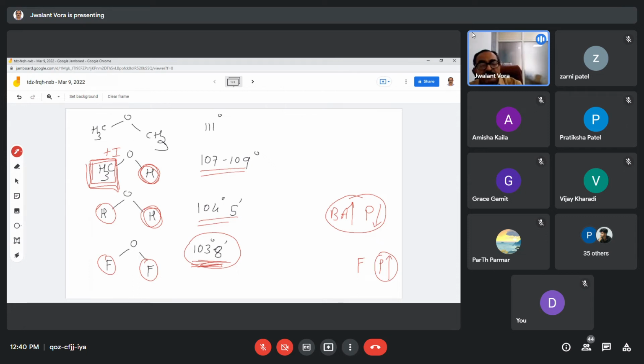With the dimethyl ether, in the previous case there was one hydrogen atom. Now in this case both the methyl groups are present. Both have a plus I effect, which further decreases the P character value and further increases the value of the bond angle. Let me explain once again.